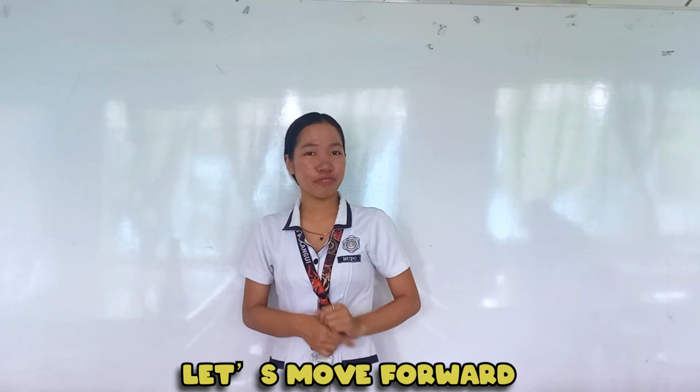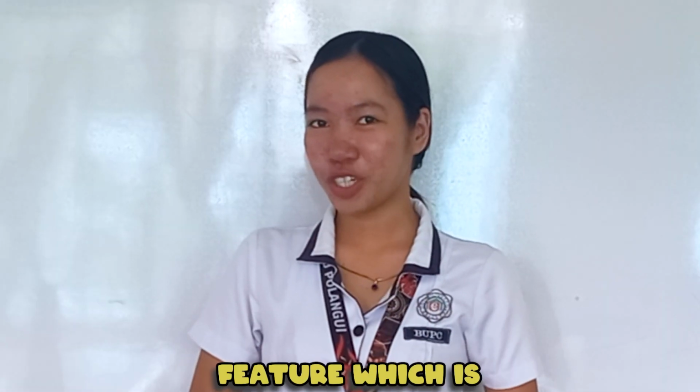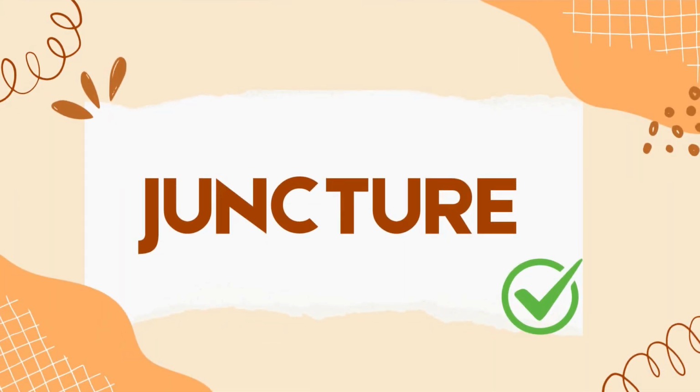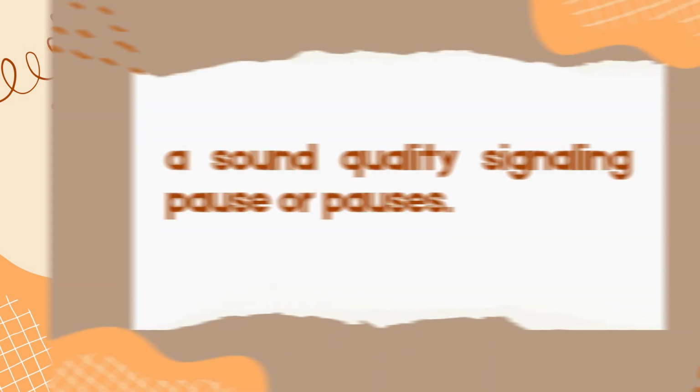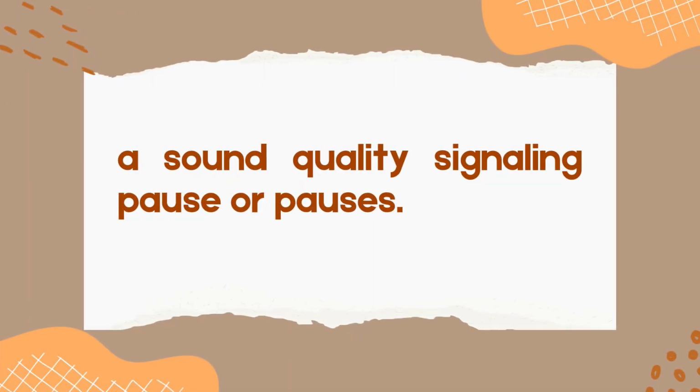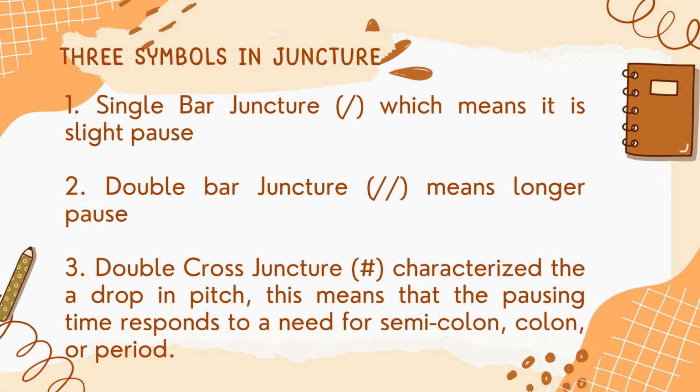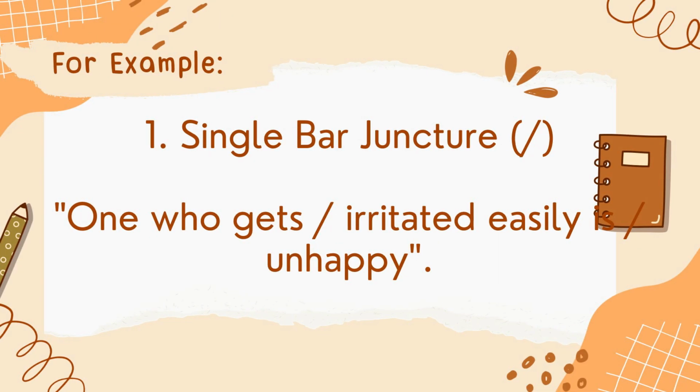Alright, let's move forward to the next prosodic feature, which is juncture. Juncture means the sound quality signaling a pause or pauses. Here are all the types of junctures. Here are the examples. For single bar juncture, the sentence is: one who gets irritated easily is unhappy.